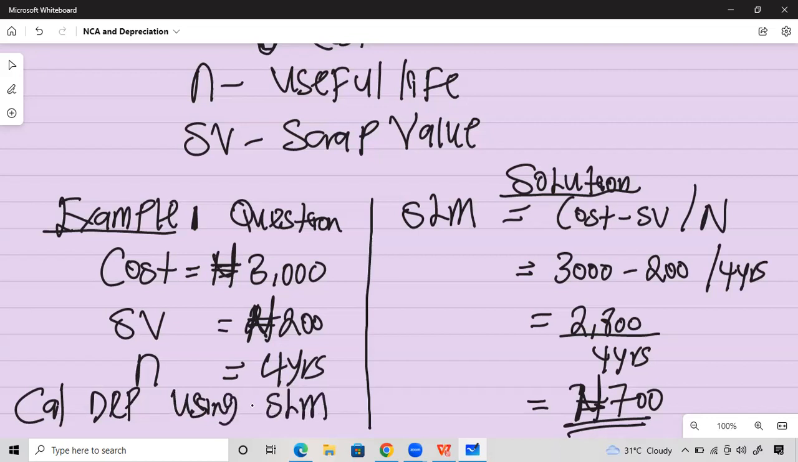If you are calculating using straight line, this is the formula: cost minus scrap value, divided by the number of years. The cost is 3,000. The scrap value is 200. You divide by 4 years. 3,000 minus 200 is 2,800. 2,800 divided by 4 years, you have 700.